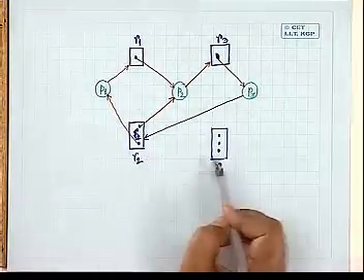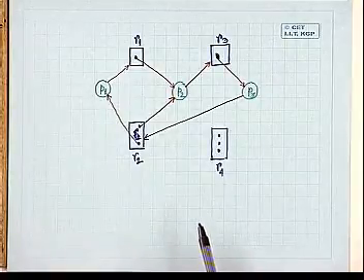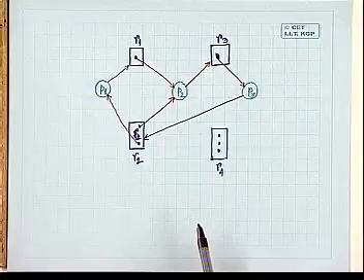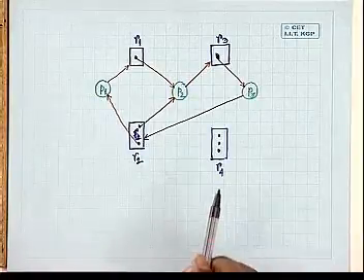But if the resource types contain multiple instances of the resources, then the existence of a cycle means that there may be a deadlock. It does not say that there is a deadlock.